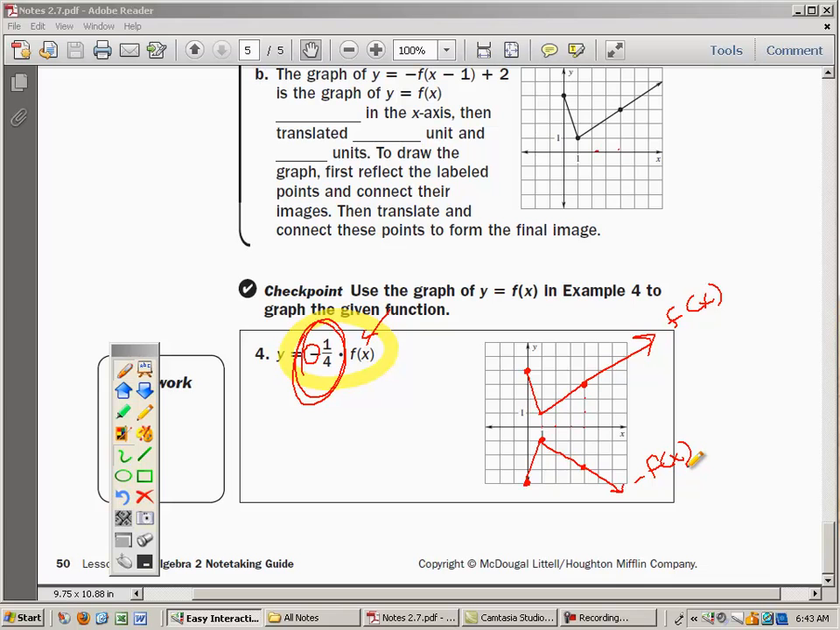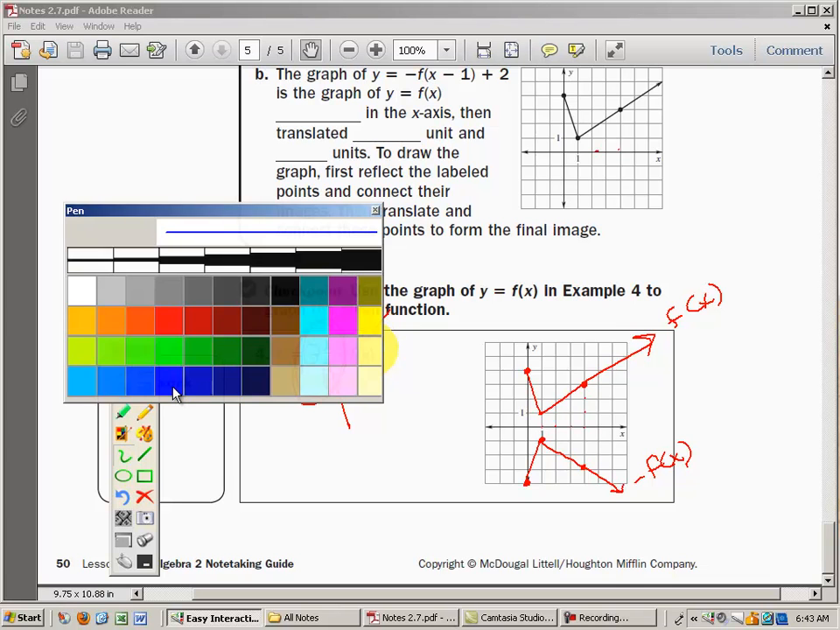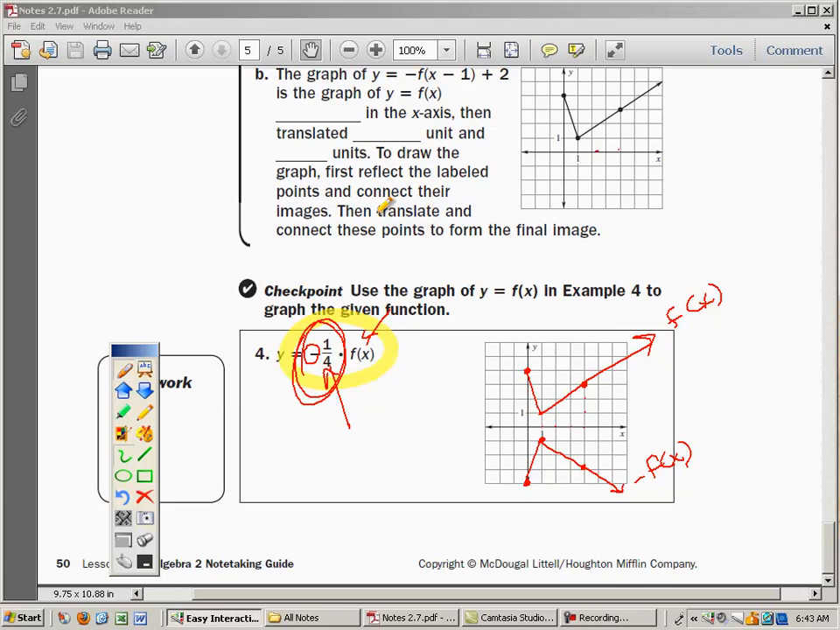And now let's deal with the quarter. The quarter says take all of those points and multiply them by a quarter. So 1/4 of 4 becomes 1. 1/4 of negative 4 becomes negative 1. 1/4 of 1 becomes negative 1/4, which is right in there somewhere. And 1/4 times 3 becomes 3/4. So somewhere around 3/4, which will be roughly, whoops, not there, there.